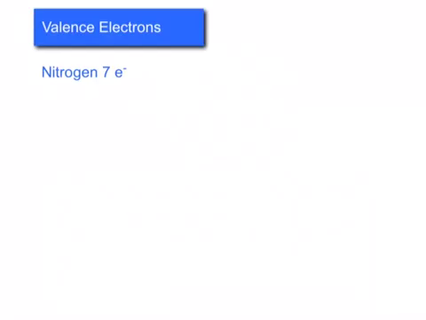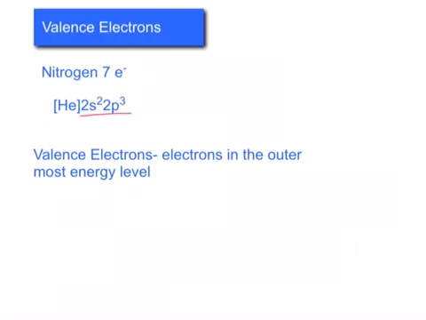abbreviated configuration is helium, 2s2, 2p3. Okay, and what that tells us is that electrons in the outermost shell, or the 2 sublevel, are the 2s electrons, there's 2 of those, and the 2p electrons, and there's 3 of those. Okay, and those electrons, the ones in the outermost shell, are the valence electrons.